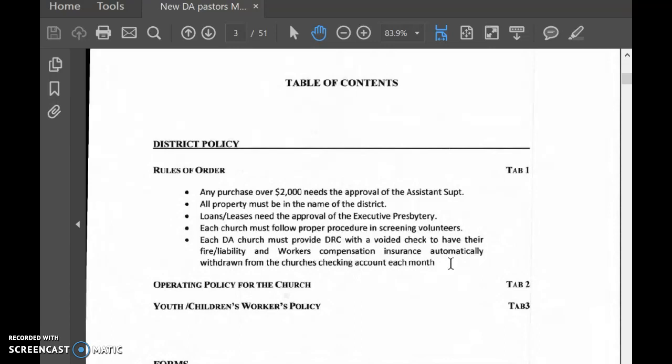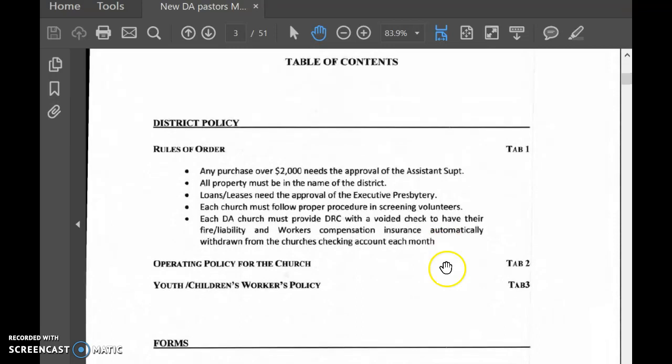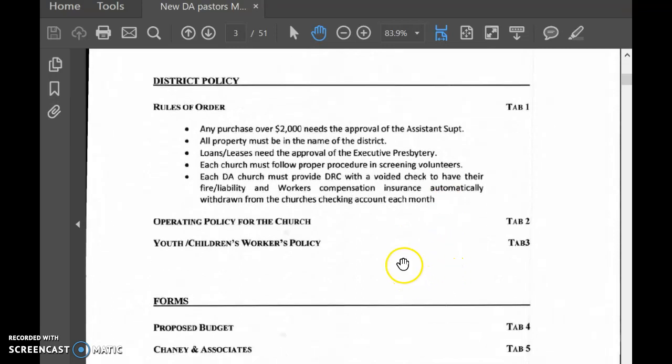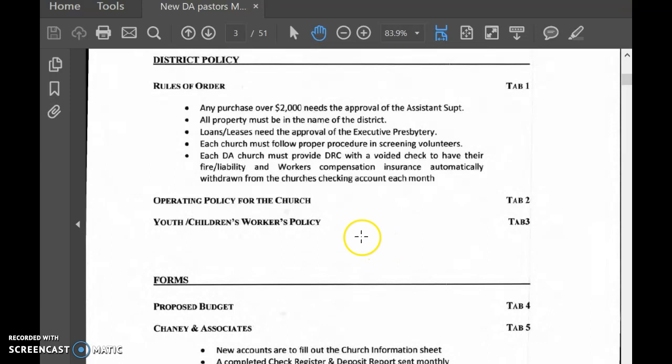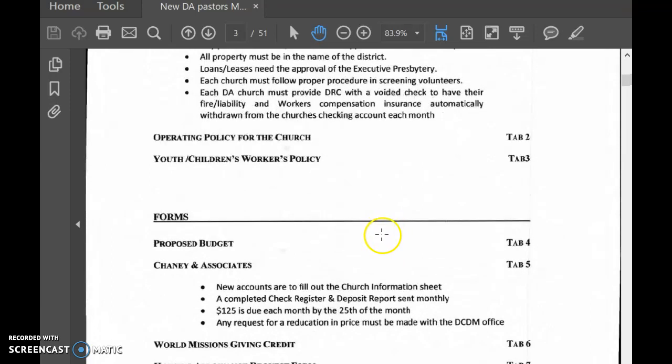We have a lady in our office. Her name is Gladys Sotelo. She is working in our insurance department out of accounting, and she can work directly with you in getting that ACH all set up, letting you know how much your insurance is going to be each month. Also, under tab 2, there's going to be the operating policy for the church. Tab 3 is the Youth Children's Workers Policy, and then we get into some forms.